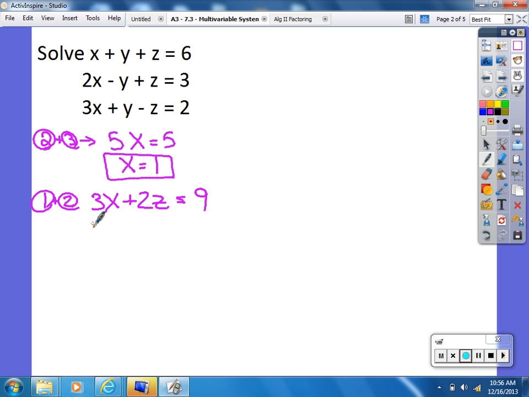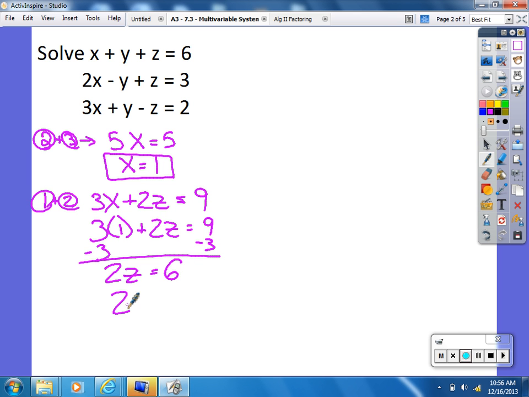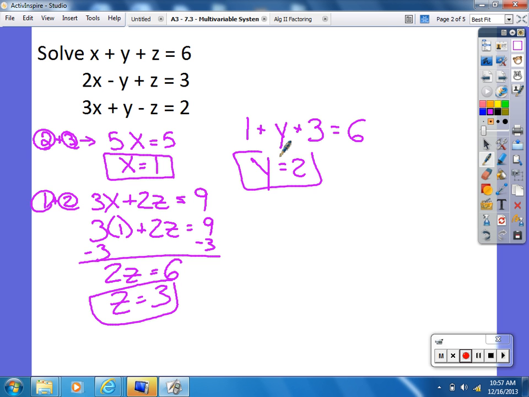Plug 1 in for x is right. I'm going to subtract 3. So I get 2z equals 6. Z equals 3. Why the top one? Yeah, I think it's easiest also. So Nathan is saying plug these two into the top one and find out what y is. So I'll do that. 1 plus y plus 3 equals 6. What does y have to be? 2. Now I'll write it as an ordered pair. 1, comma, 2, comma, 3.